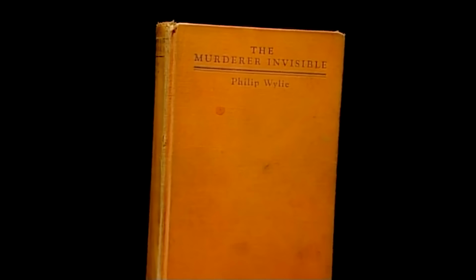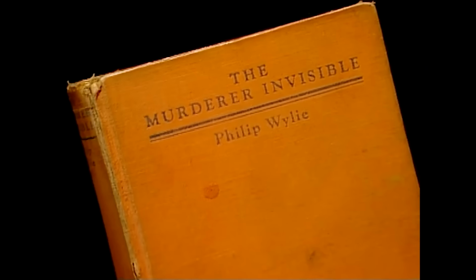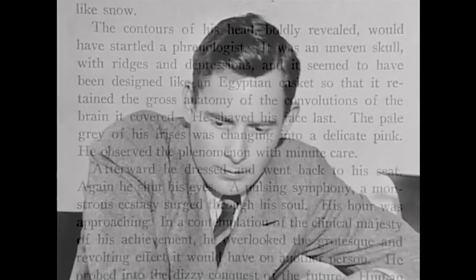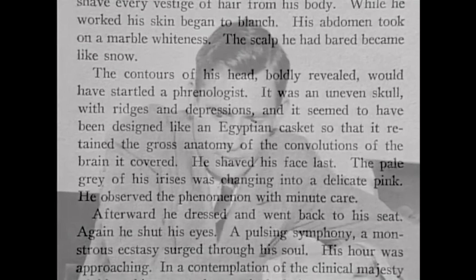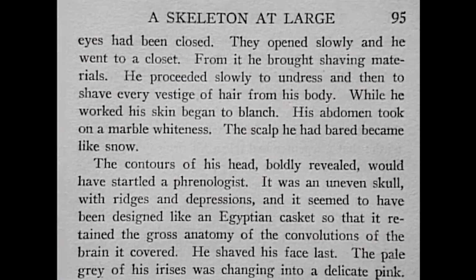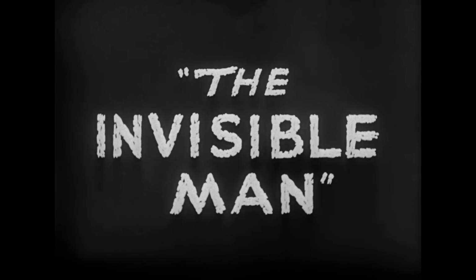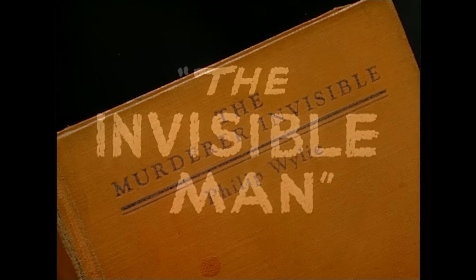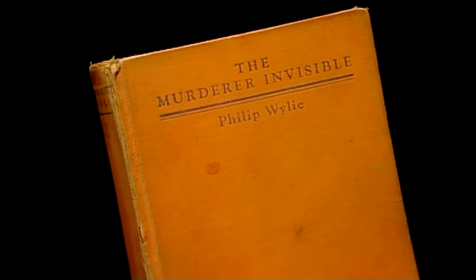At the same time the Wells book was purchased, Universal also scooped up The Murderer Invisible by Philip Wiley. Ideas from his work were incorporated into the discarded screenplays of The Invisible Man. They included an invisible octopus and invisible plague rats. While a mostly faithful adaptation to the Wells novel was eventually greenlit, some small elements of The Murderer Invisible still snuck their way into the finished product.